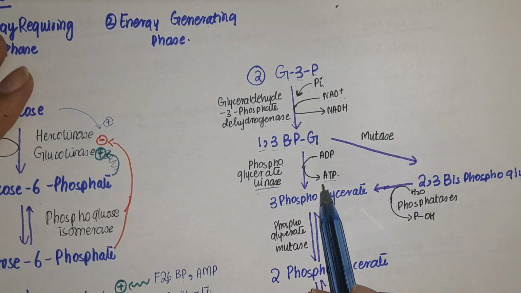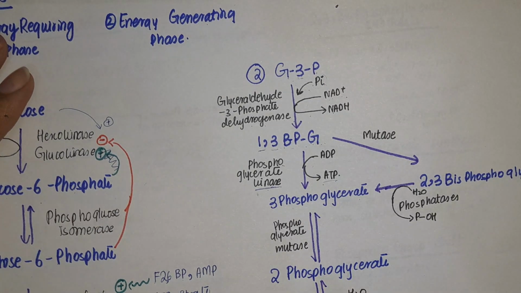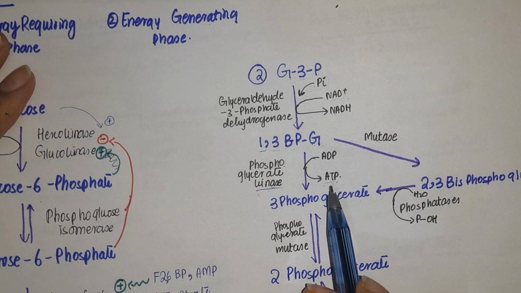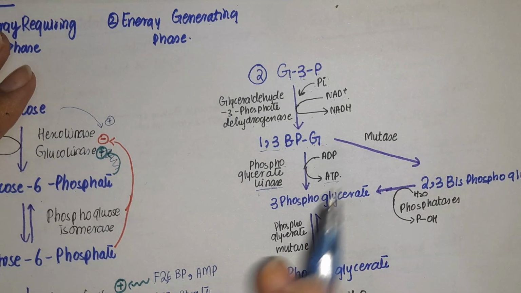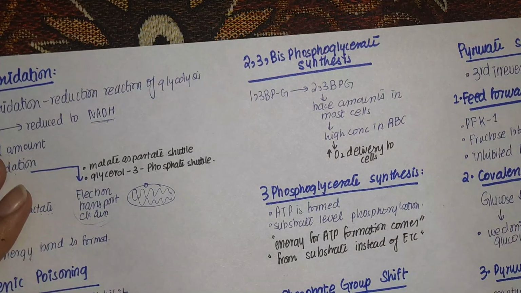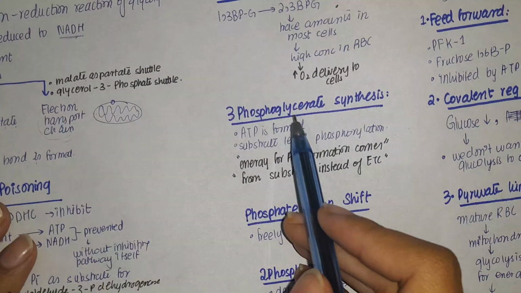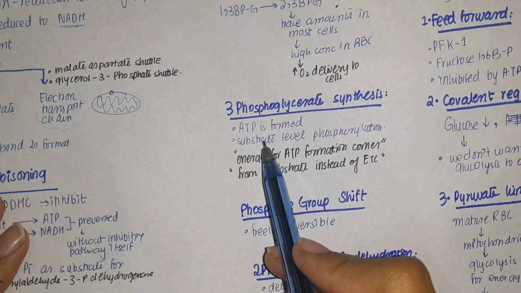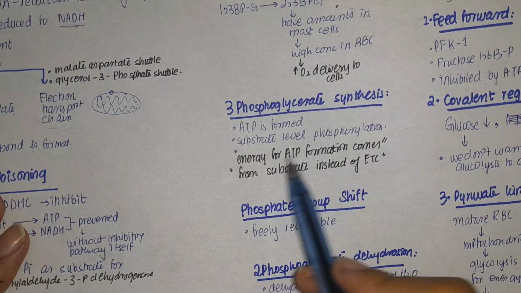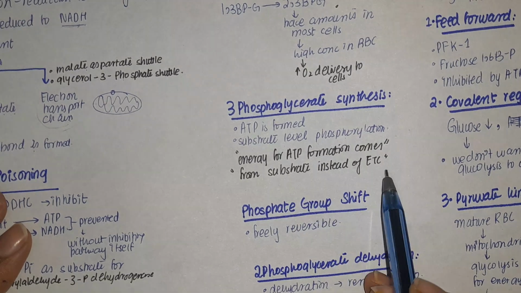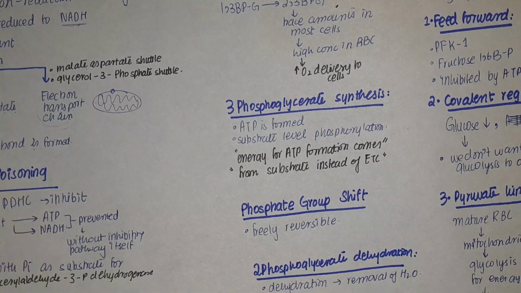So ATP has been produced now. And how does ATP get produced in this? Not by the electron transport chain, but by substrate level phosphorylation. So this was the whole mechanism. If you look over here, we get this 3 phosphoglycerate synthesis. ATP is formed by substrate level phosphorylation. The energy for ATP formation comes from the substrate instead of the electron transport chain.